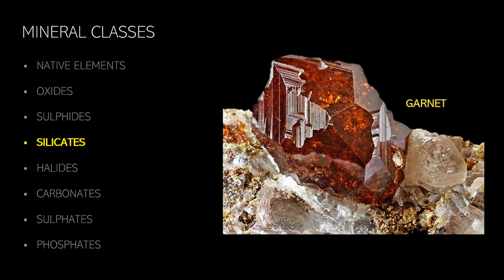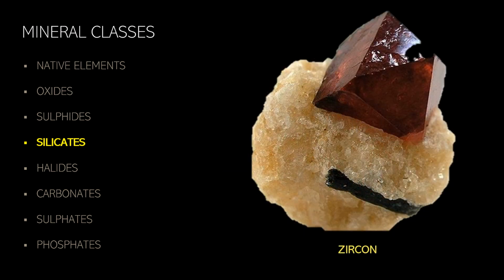Garnet, often mistaken for ruby, can be found in a range of colors and can incorporate a wide range of metals. Zircon is zirconium silicate and can be found in many igneous rocks.